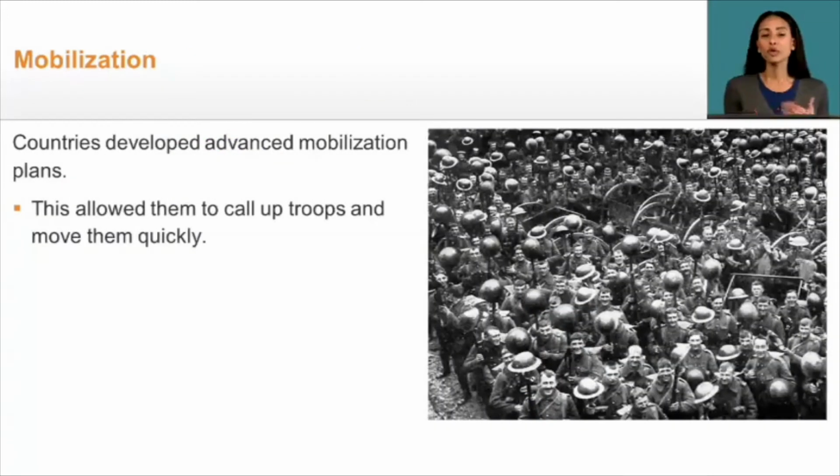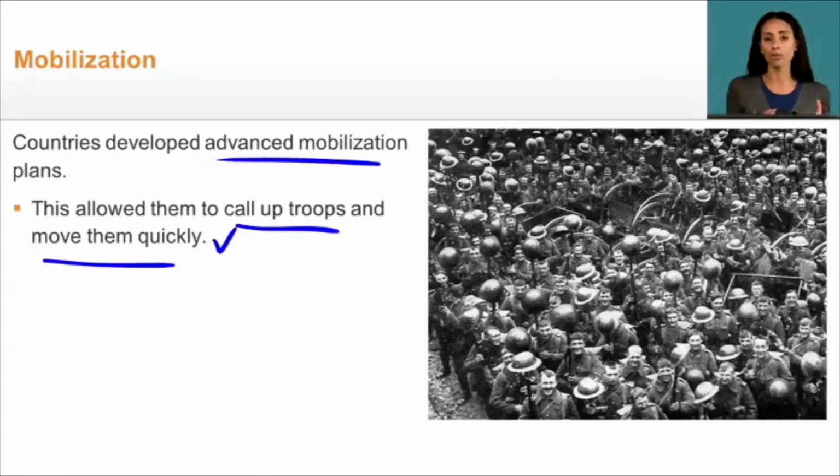Now, through mobilization, countries are able to call up troops and move them quickly. So remember, we talked about a standing army versus reservists. Well, some countries will say, well, look, you don't have to be part of the standing army. You don't have to go to work in the armed forces every day, but you do have to be ready to mobilize at a moment's notice, and that means you're a reservist. So through this advanced mobilization plan, countries are able to sustain kind of a large reserve army in addition to their standing army.